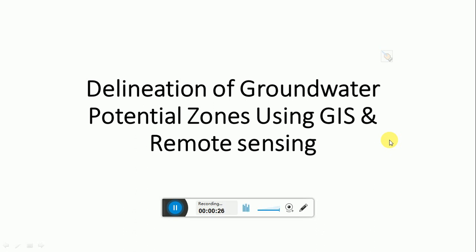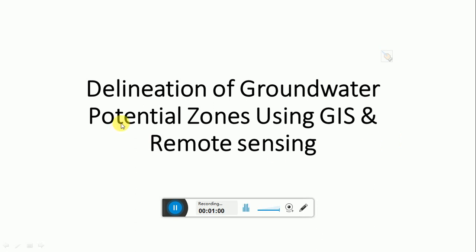So we will see how we use ArcMap, ArcGIS to delineate the groundwater potential of your catchment, your study area, and to say there is an excellent groundwater potential or good groundwater potential, very good, very poor groundwater potential zone. So at the end of this exercise, maybe we'll have groundwater potential zones for the study area.